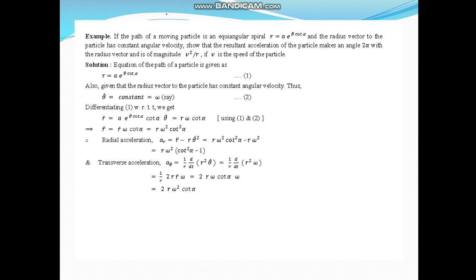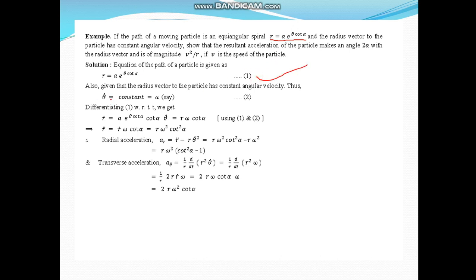Now next example: if the path of a moving particle is an equiangular spiral, this is the equation of an equiangular spiral, and the radius vector to the particle has constant angular velocity, then the resultant acceleration of the particle makes an angle 2 alpha with the radius vector and is of magnitude v square by r, where v is the speed of the particle. So it is our equation of path.